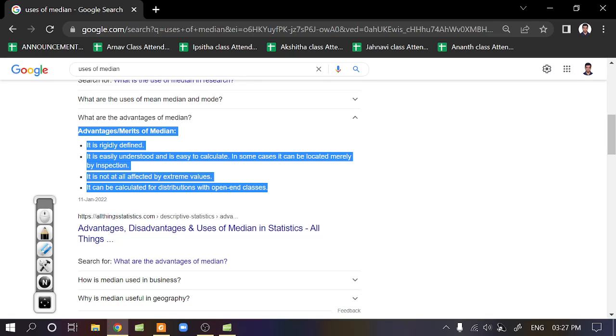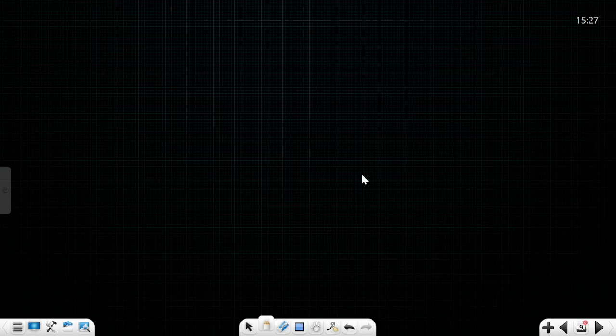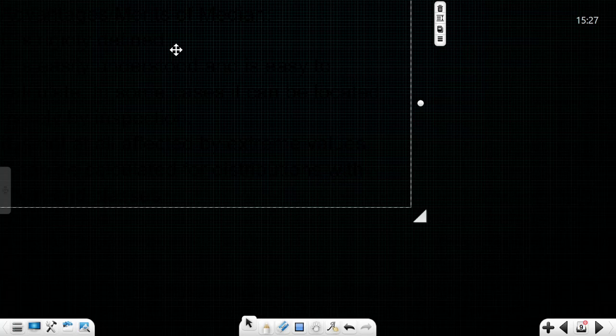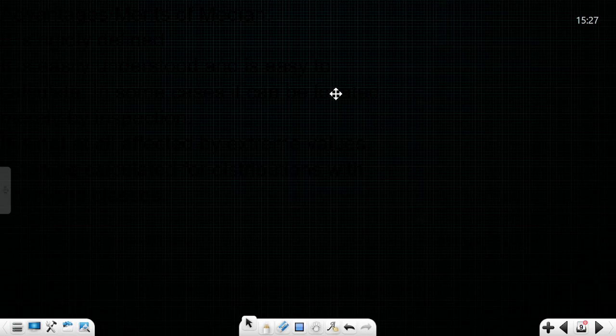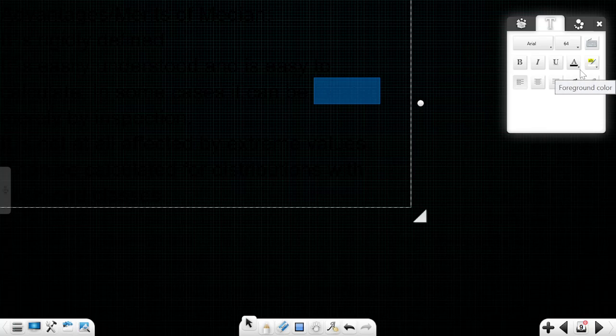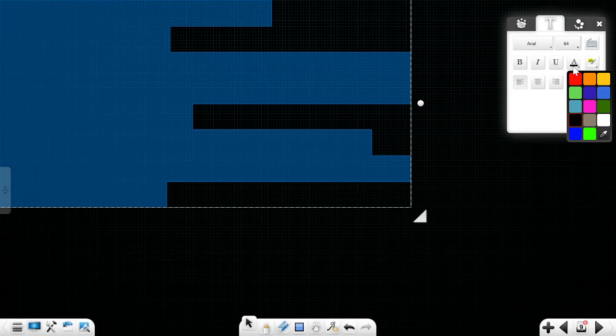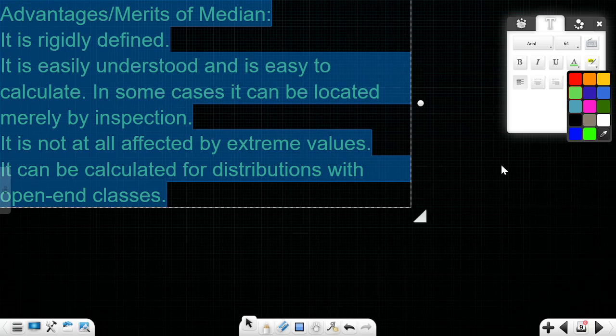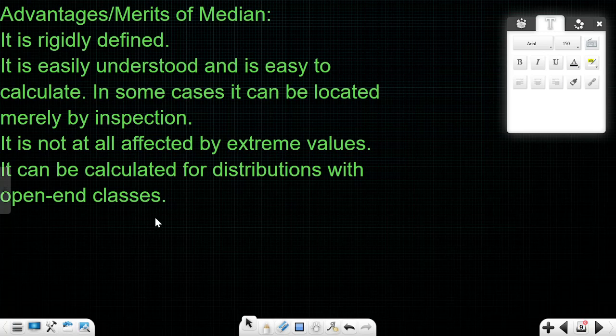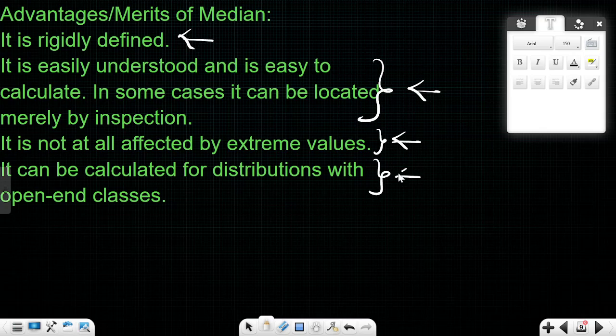Actually, Akshita, this is very important information. We can write it in our notebook, I feel. Wait a second, the color is in black. I just wanted to make it yellow. Look at this one. So, Akshita, this is the first point. This whole thing is the second point, third point, fourth point.